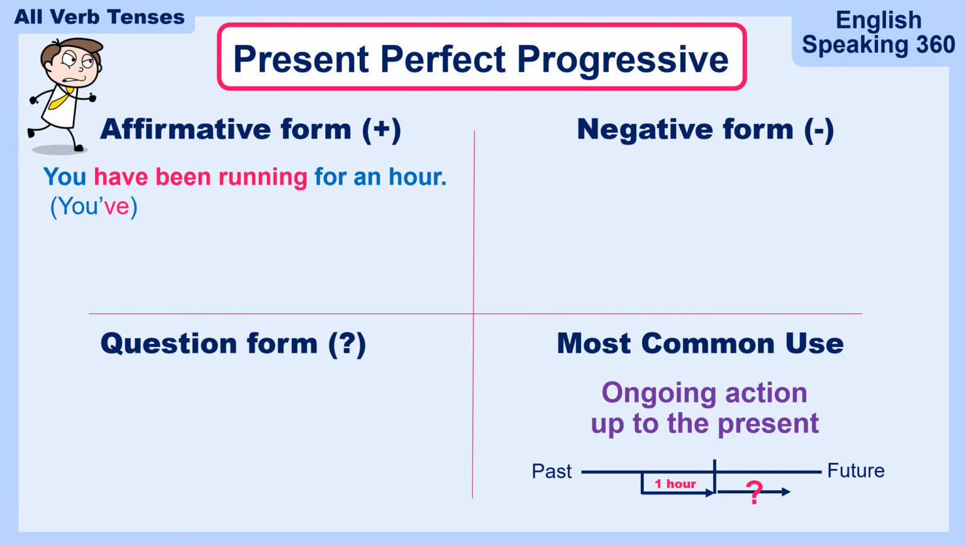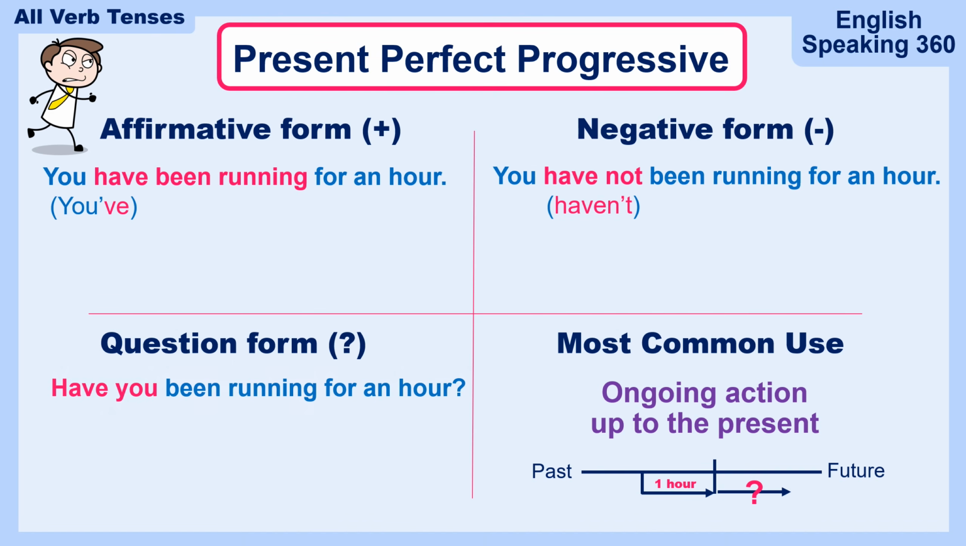Now, how about the negative form? You have not been running for an hour. Or, you haven't been running for an hour. The question form? Have you been running for an hour?